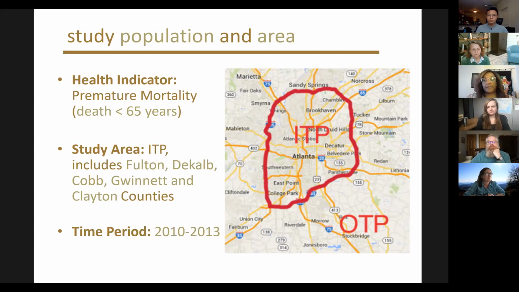The health indicator of observation is premature mortality, and for this study, we defined it as deaths that occurred in those 19 to 65 years of age. The years of observation were 2010 to 2013.